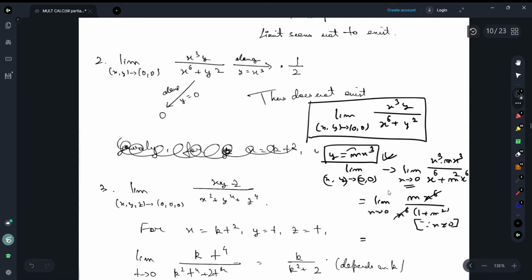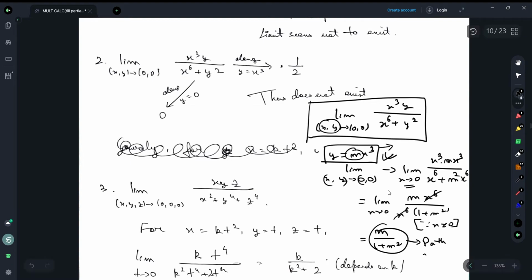Because we have taken m as an arbitrary constant of this particular curve. So you're left with this particular value. Now see, as m changes, the path changes. This particular path changes as m changes. And we can see that this particular limit depends upon the path which the arbitrary point (x, y) takes to reach the origin, right?